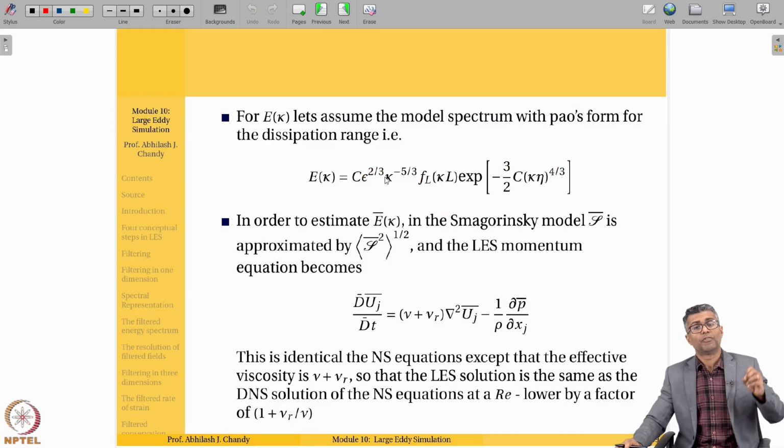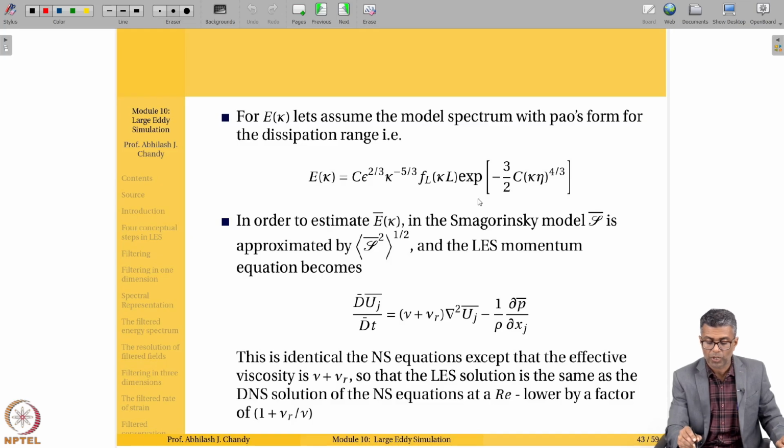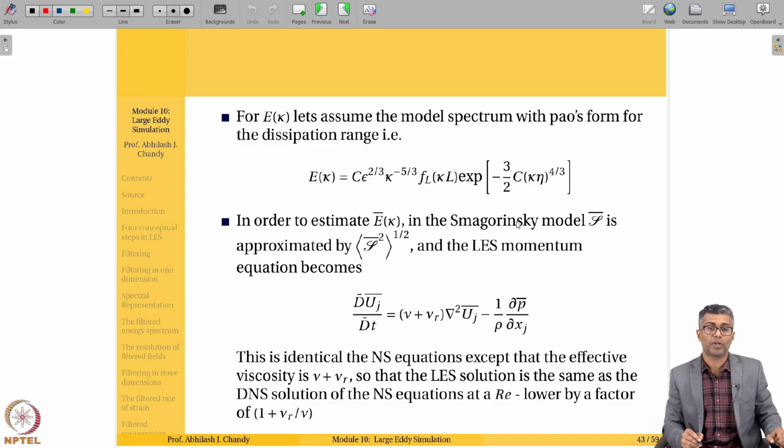Now for E of kappa, let's see how that exercise works. Let's say you have this model spectrum and you use the Pope form, where you have the exponential of minus 3/2 C of kappa eta to the 4/3. If you had the other kind of spectrum, you would use the value of beta, but the Pope spectrum uses this function here.